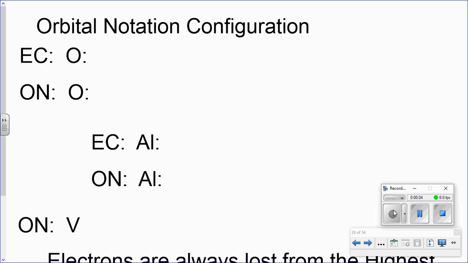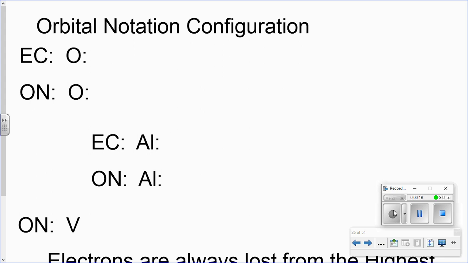Hello everyone. In the previous video we talked about electron configuration. Right now I want to extend that to orbital notation. Orbital notation has its uses. It's a little bit more cumbersome to use, but it's nice to see patterns in bonding with orbital notation.